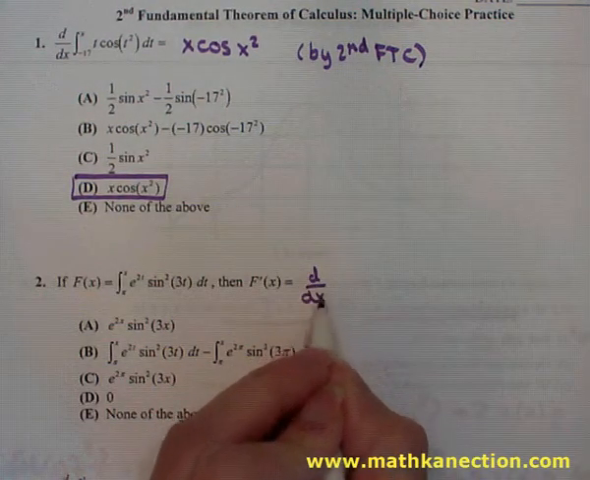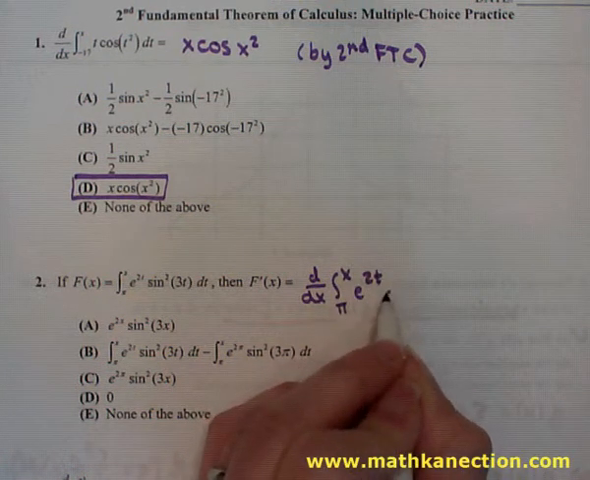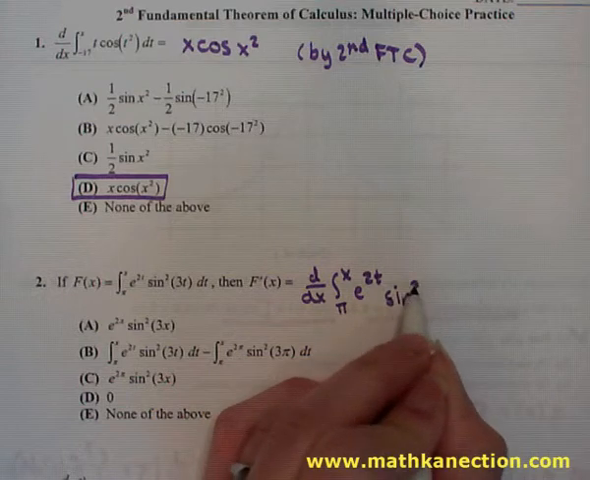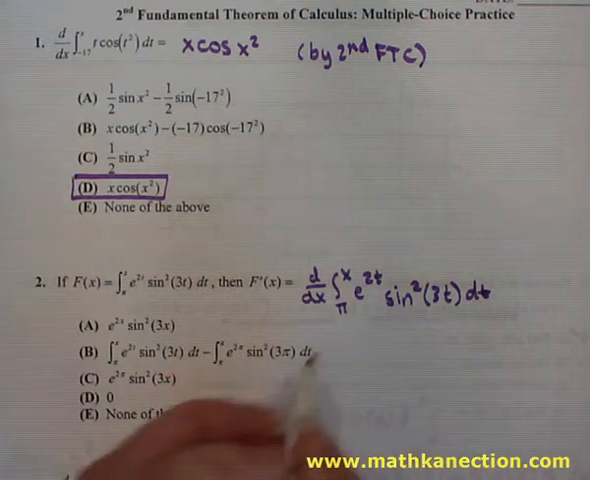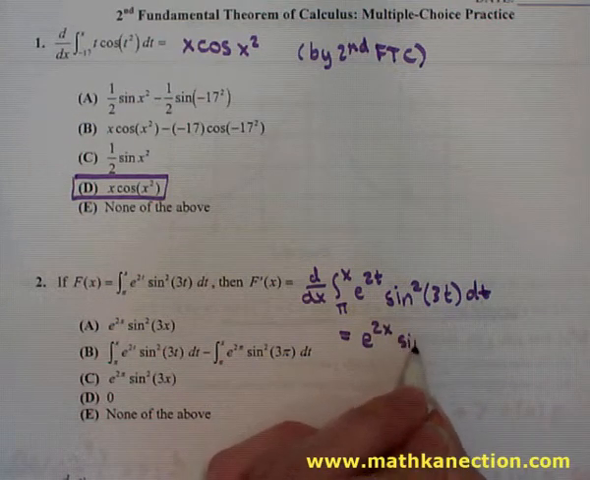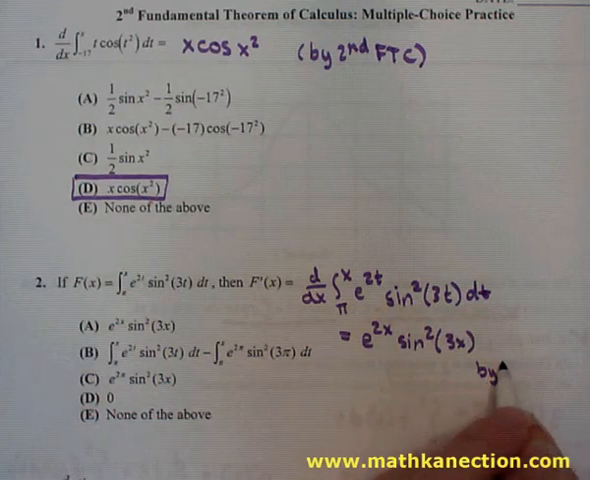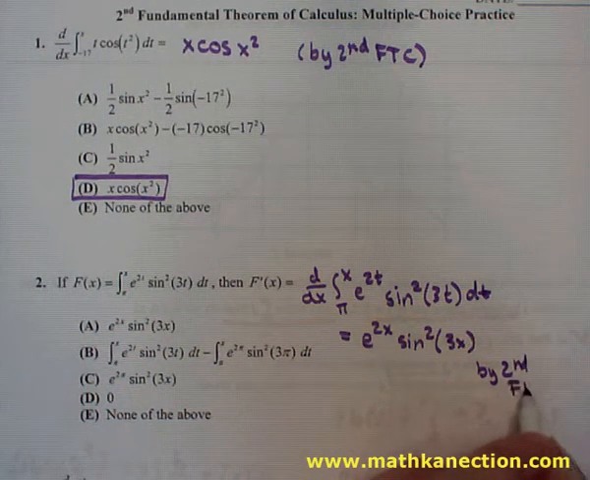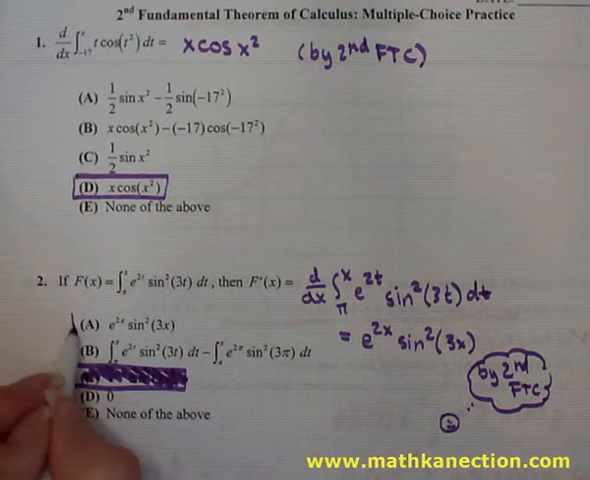Taking the derivative of f prime of x, that'll be the derivative of the integral from pi to x of e to the 2t sine squared of 3t dt. Second fundamental theorem of calculus cancels out the integral and the derivative. So we have e to the 2x sine squared of 3x, which is letter choice A.